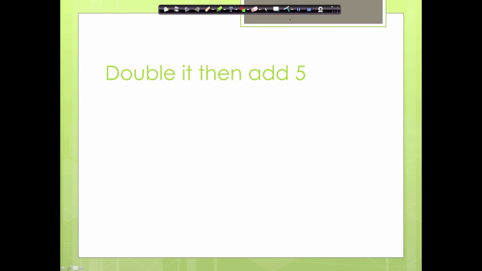We're going to try the same thing for the rule double it and then add 5. So we have the rule, which is multiply by 2, and then we add on 5. We want to know what the function is. So the function machine is going to be: we put something in, we times it by 2, and then we add on 5 to get the answer.